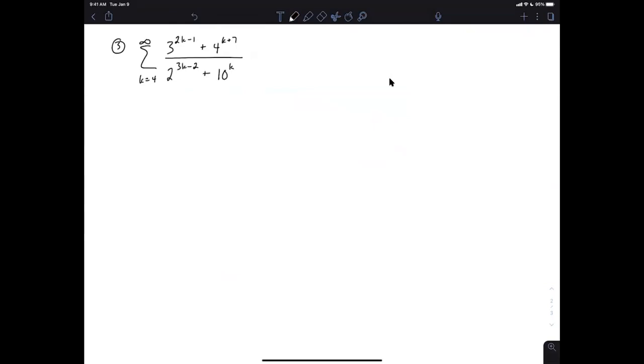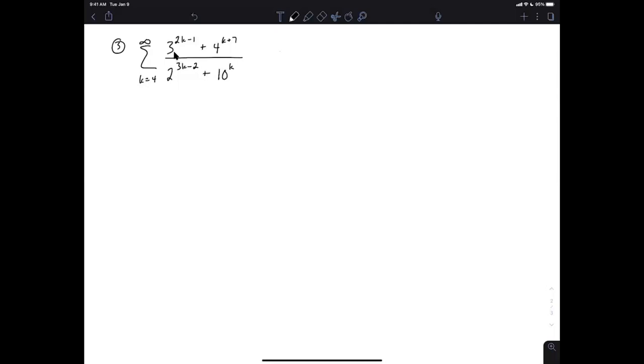So if I have the sum of (3^(2k+1) + 4^k + 7) over (2^(3k-2) + 10^k), then we quickly go through and say, okay, can we use the k-term test? And we can't on this one. It's not one of the basic series. It's not a geometric and it's not a p-series. And it does have all positive terms though. So everything here is positive, does have all positive terms.